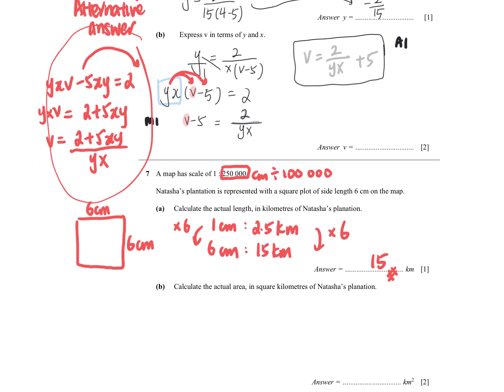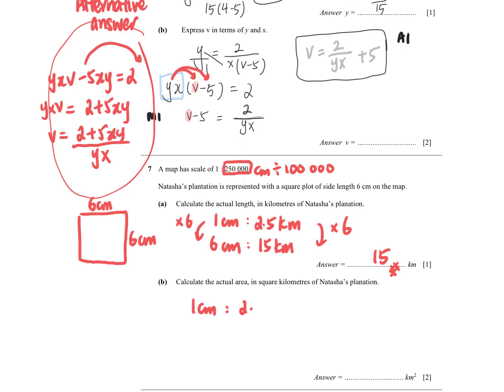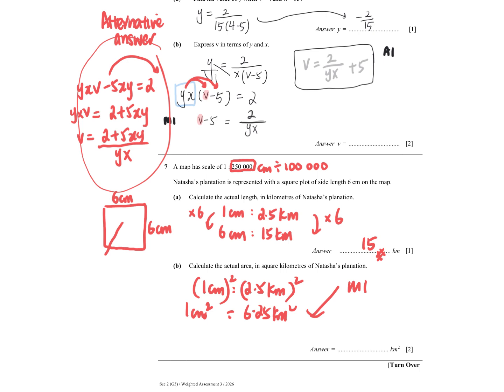Next part. In order to move to an area scale, I need to see you squaring. So 1 cm square and 6.25 kilometers square. The moment I see you squaring, I give 1 mark first because you know how to change to area scale. Next is this one. What is the area of this plot? It is 6 times 6, 36 cm square. So you should multiply this by 36. So you will end up with 225 kilometers square.